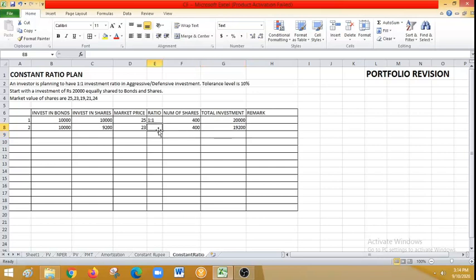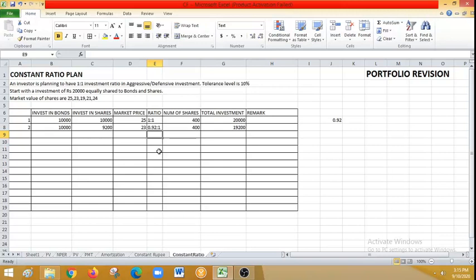What is going to be the ratio? Consider the investment in shares is 9,200, divided by the base 10,000. So it is 0.92, so 0.92 is to 1. The ratio is 0.92 is to 1.